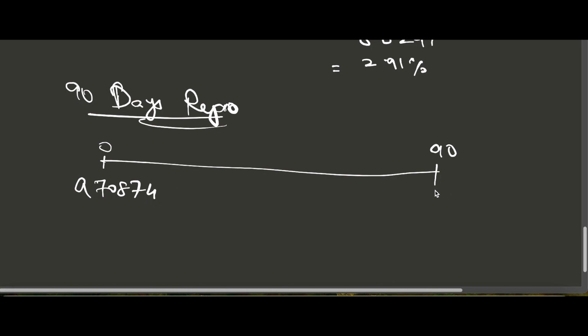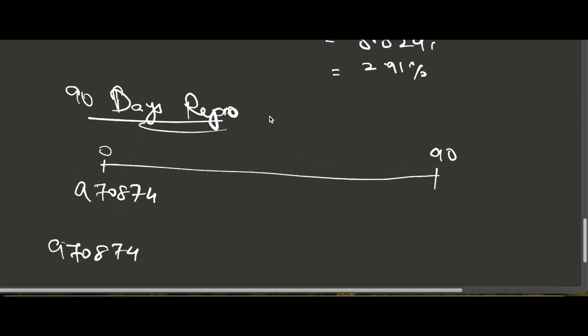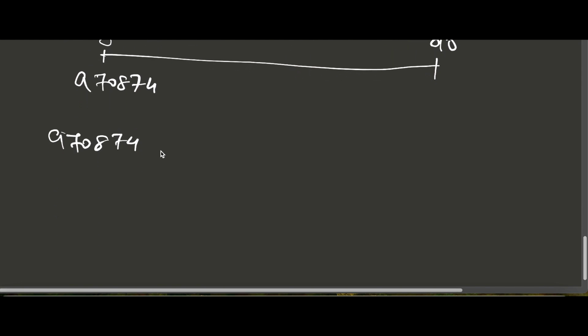Then how much will he repay? Okay, so how much he is supposed to repay is 970,874, and let's say the lender charges a repo rate of 2%. So how does this work? Into 2%, and this is for 90 days, so 90 by 360. I'm considering 360 days in a year.